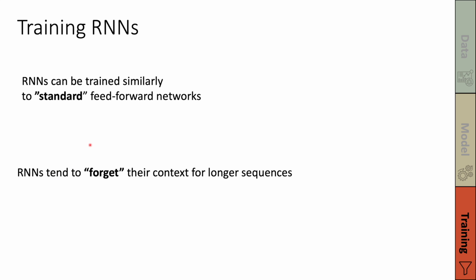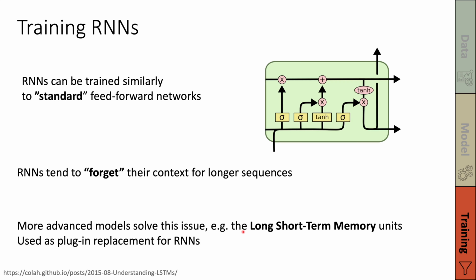And in this way you can train them, but recurrent neural networks tend to forget their context when you have a longer sequence. So this is of course a problem, and people address this, and there are versions of recurrent neural networks that don't have this problem that much. For example, the long short-term memory LSTM unit that basically serves as a plug-in replacement for recurrent neural networks, and as a variant of recurrent neural networks is quite successful.